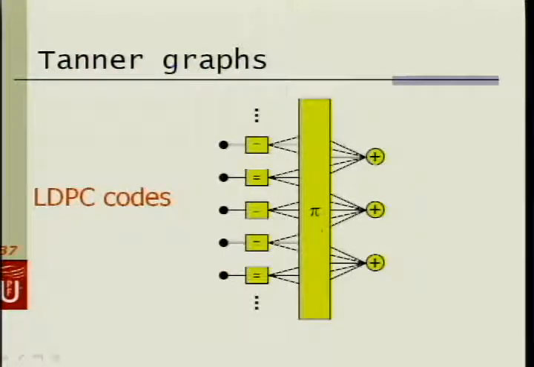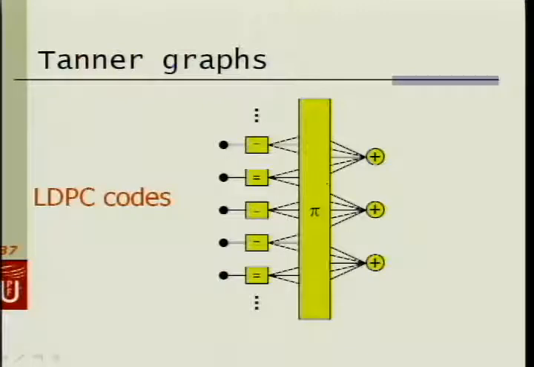And I'll show you in a few minutes how we can apply the sum product algorithm in iterative form in order to decode the low-density parity check code. Okay, so this is a tanner graph.